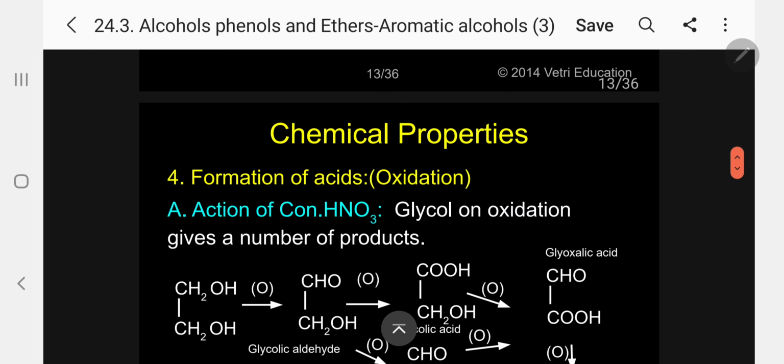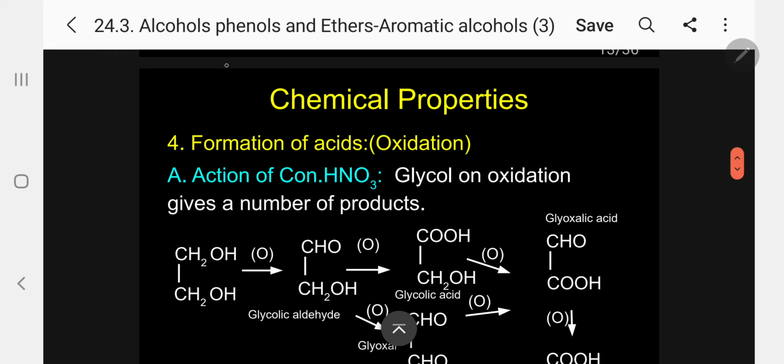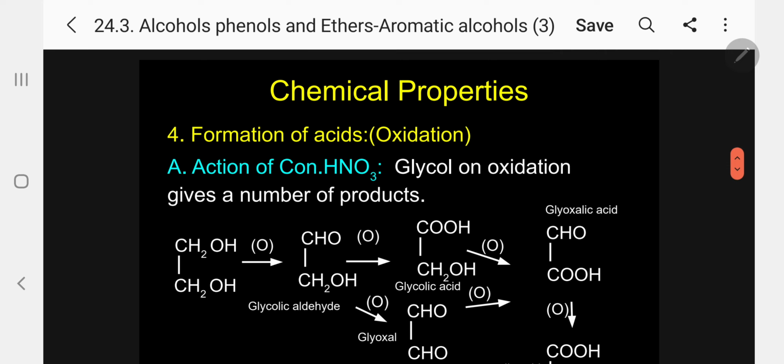Then formation of acid. This is a very interesting question. Please remember, normally questions are asked only on this. What happens when glycol undergoes oxidation? Kindly follow. Here, a number of reagents will be given. First one, A, action of concentrated nitric acid. Glycol on oxidation gives a number of products. Kindly follow. First one, normally two primary alcohol groups are present in glycol.